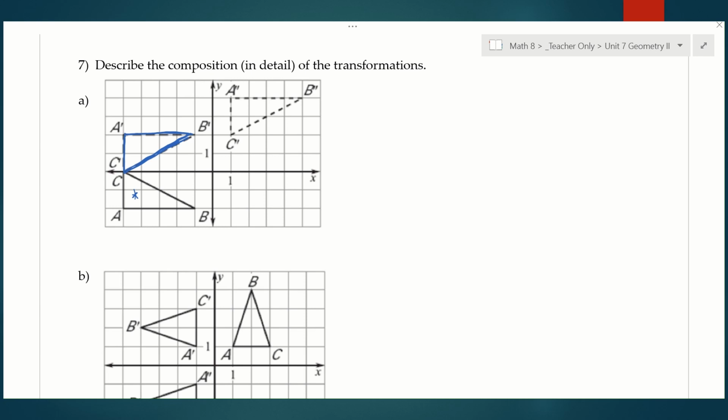Hopefully you're thinking it's a reflection. It looks like a mirror image of ABC, and that's correct if you were thinking that. But we also have to specify how it was reflected. It's not enough to just say reflection. We have to say what it was reflected over. So in this case, it was a reflection over the x-axis.